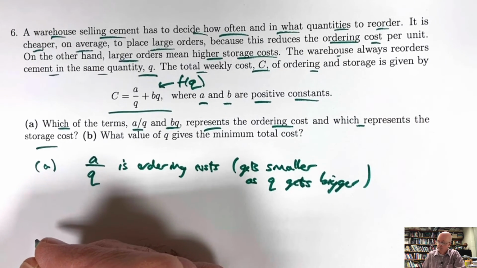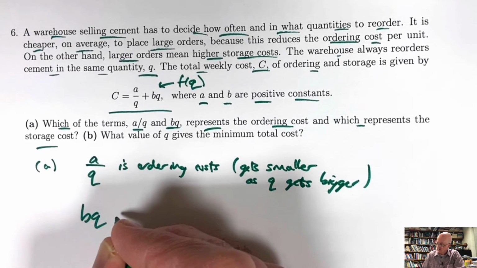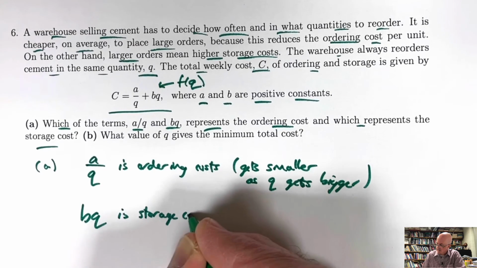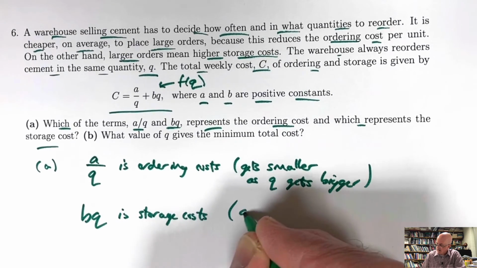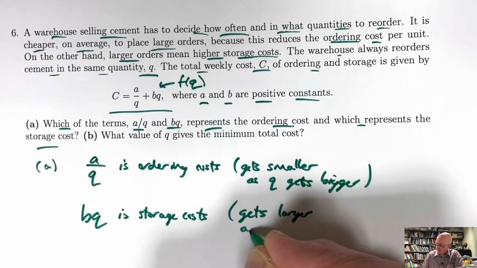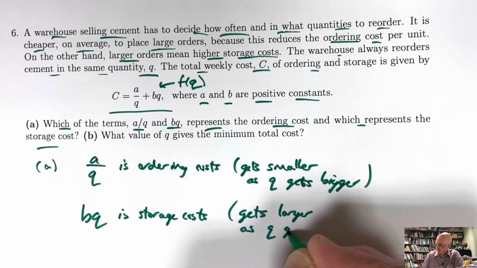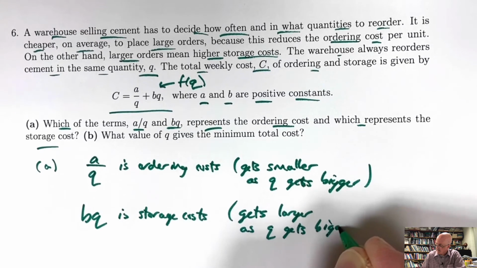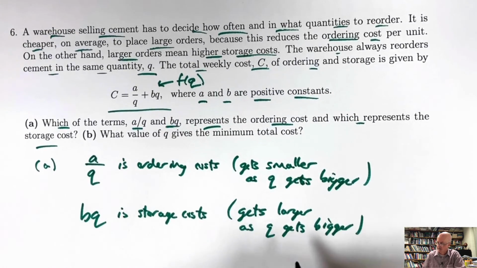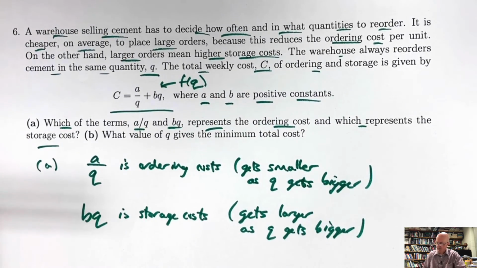Arguing for really, really big orders. But there's a competing factor. B times Q is the storage costs. This gets larger as Q gets bigger. And we're adding them. So intuitively, there's maybe some sort of middle ground, some sort of ideal value of Q that minimizes total cost, which is the sum of these two. And that's what we want to figure out in part B.